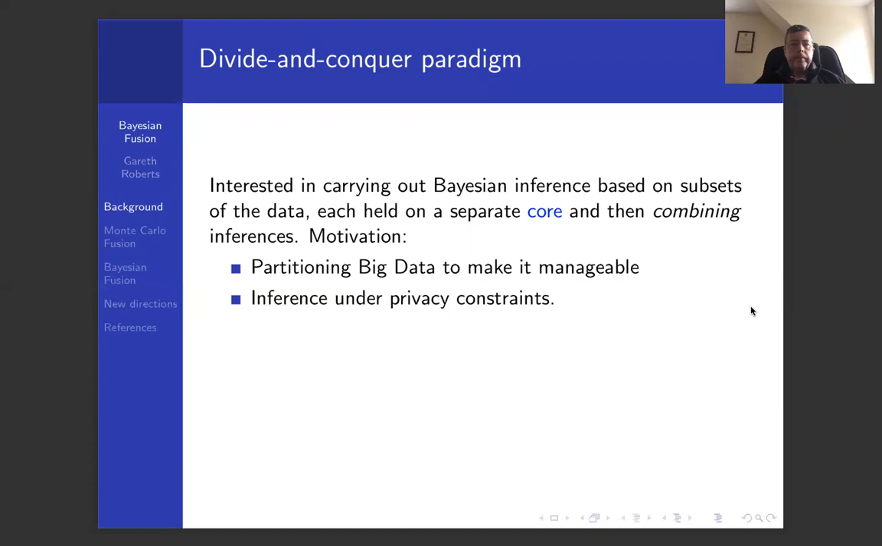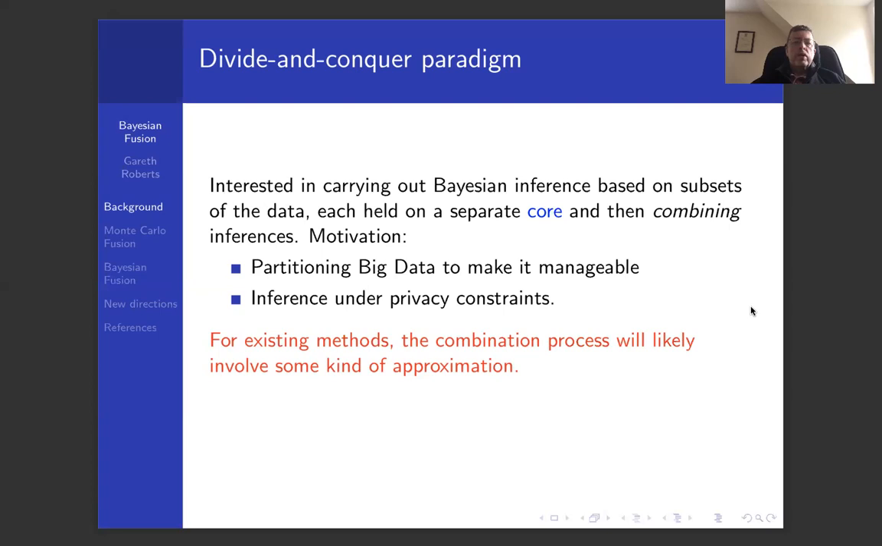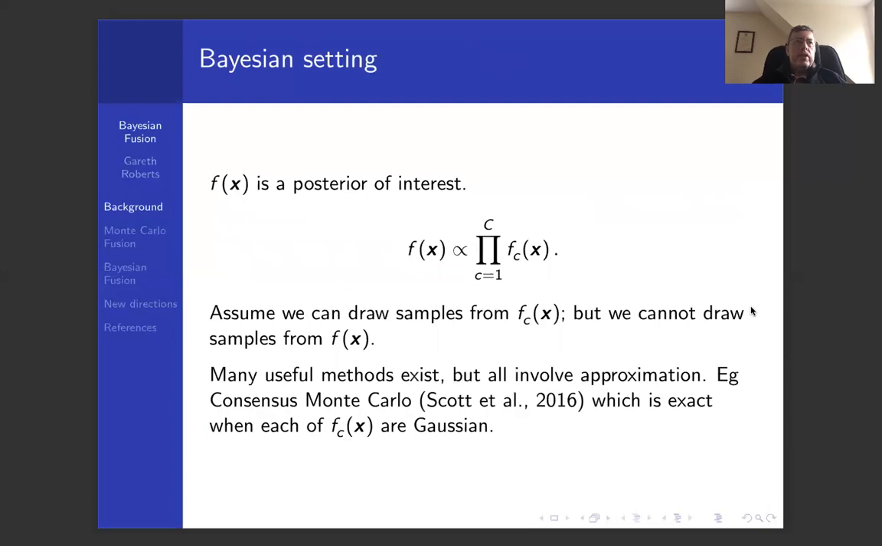So the idea is that we want to combine these inferences from these different cores. And the problem is that pretty much all existing methods involve some kind of approximation. In addition to that, the errors induced in such approximations may well be small, but they could also be significant, and they're not well understood theoretically. So our motivation is to see if we can develop an exact method for combining inferences. And I'll describe that in a bit more mathematical detail now.